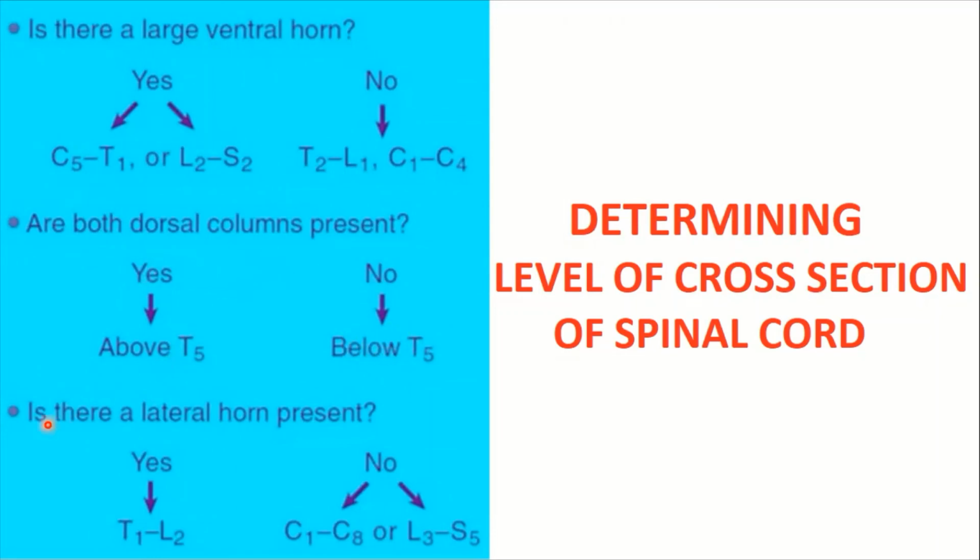And lastly, is there a lateral horn present? Yes. This is the thoracolumbar outflow, which is the sympathetic system: all the thoracic segments, T1 to T12, and L1 and L2. And if there is no lateral horn, the level would be C1 to C8 or L3 to S5. So there is a simple determination of the level of the cross section of the spinal cord from this flow chart. You can remember that and always determine the level at which the cross section is located.